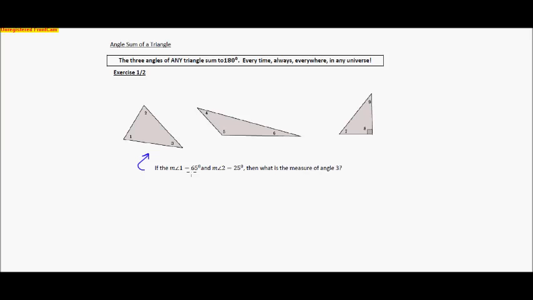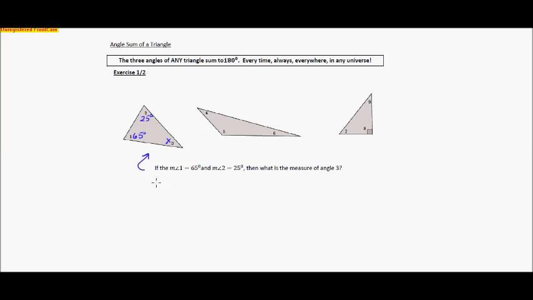We have the measure of angle 1 is 65. So I'm going to go up here and label the angles with their measurements. That's 65 degrees, and the measure of angle 2 is 25 degrees, so I'm going to put that right in there. And they simply want to know what is the measure of angle 3. So using this fact, the three angles of any triangle sum up to 180, I'm going to label this one x.